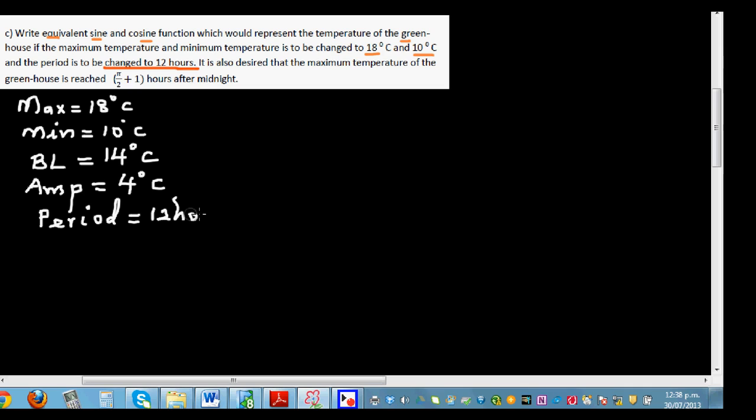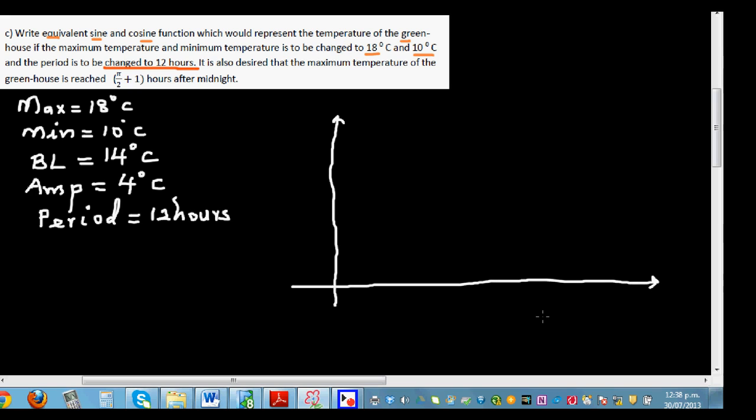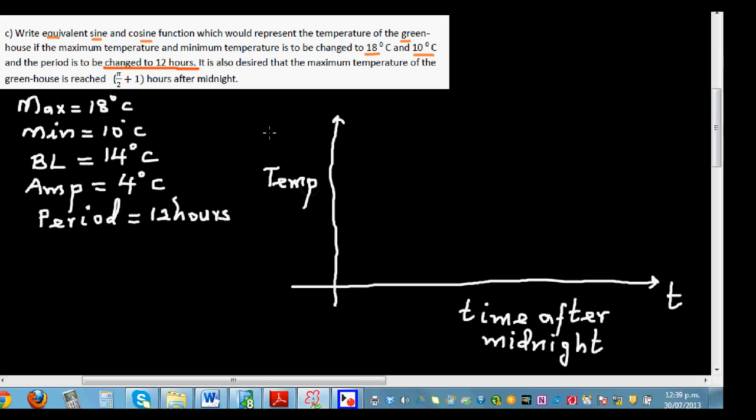Now before we write the equation, it's always good practice to draw a sketch of the graph. So this is your y-axis. It's only a sketch. This is your x-axis. On the x-axis you're taking time after midnight. Let's say the x-axis is t, and this is your temperature, so let's write that as capital T. You want to write a function of T in terms of small t.